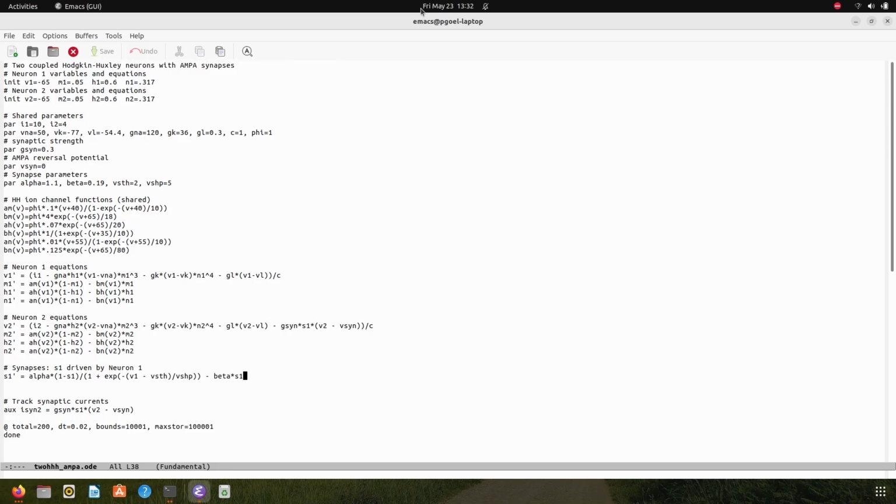Okay. So, is everyone okay with this equation? This is the equation for S1, and which neuron will drive this? If my presynaptic neuron is V1, should I have V1 here or should I have V2 here? V1, correct? So, those are things you have to catch. DeepSeek will mess this up.